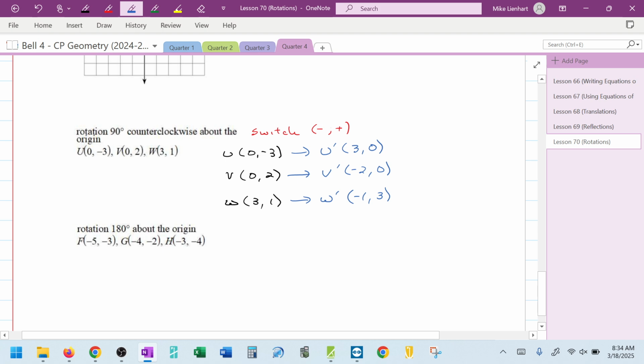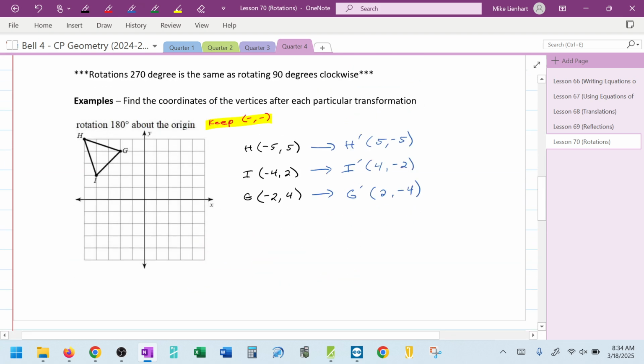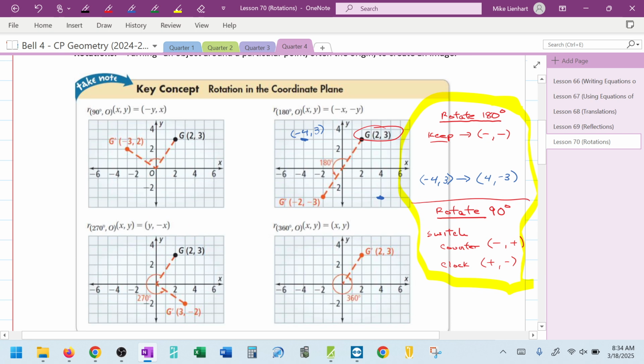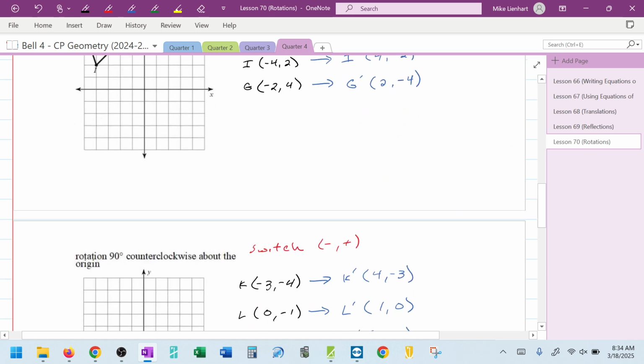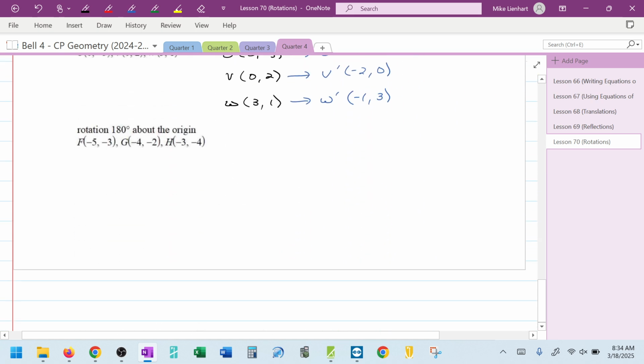We haven't done this one since the beginning, so let's go back up and make sure we know our rule here. For rotate 180, it's keep the order, and then opposite, opposite. So keep the order. Let's write down: keep, opposite, opposite. F is at -5, -3. G is at -4, -2. H is at -3, -4.